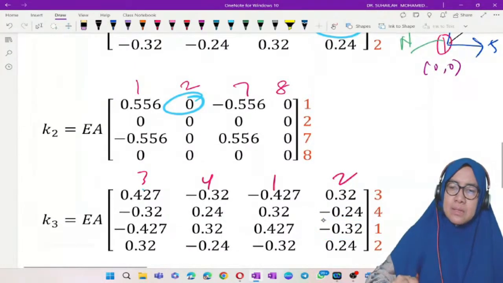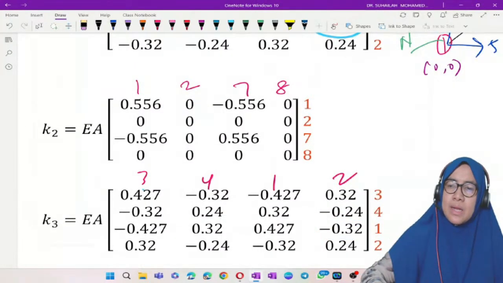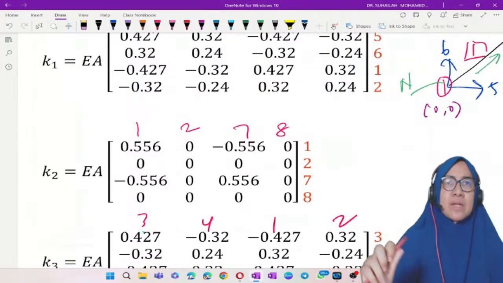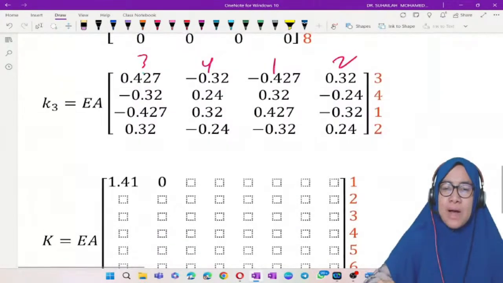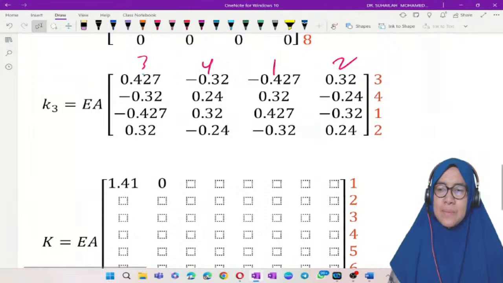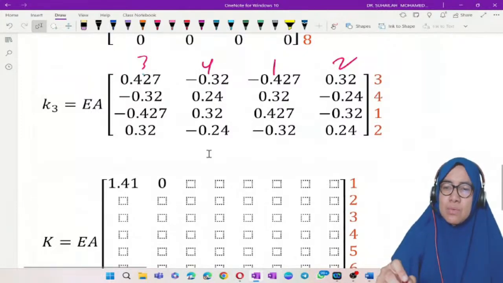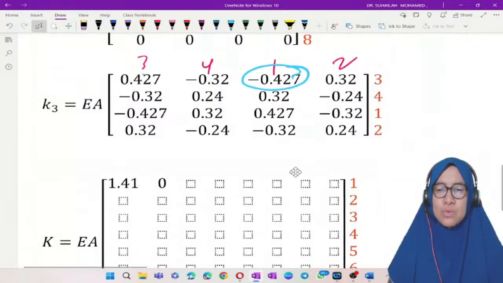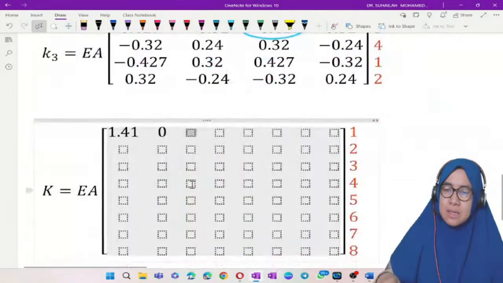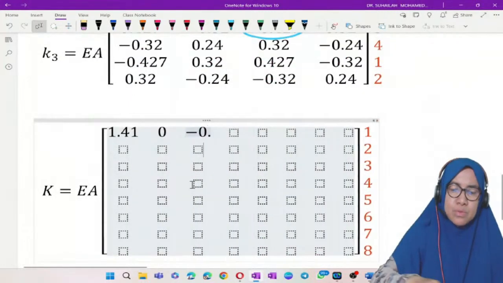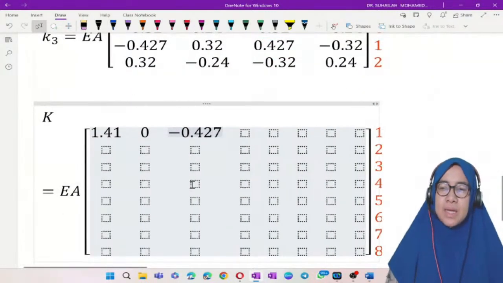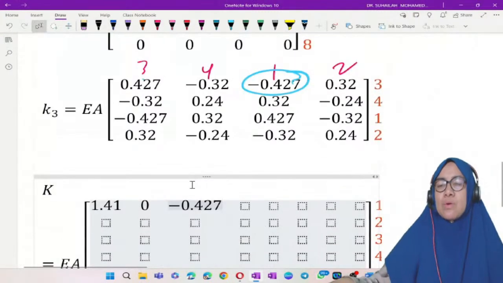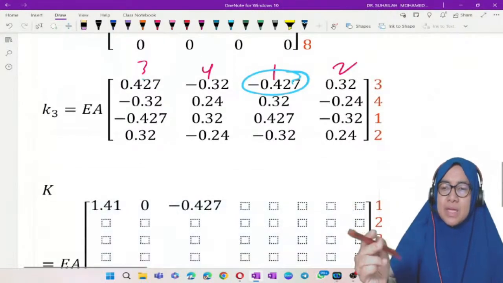1,3. We can only find 1,3 in K3, and the value is negative 0.427. And then 1,4 also we can only find in K3.